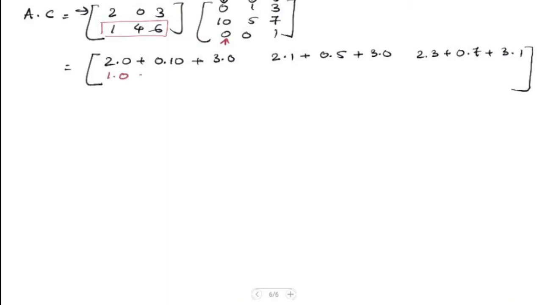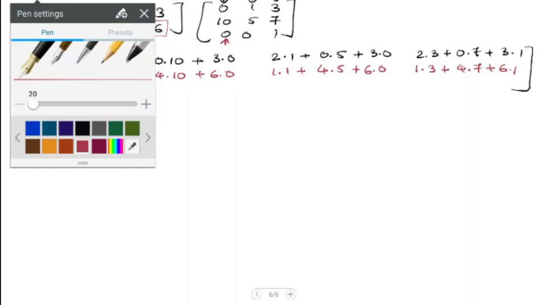So 1 times 0 plus 4 times 10 plus 6 times 0. Then 1 times 1 plus 4 times 5 plus 6 times 0. And then we have 1 times 3 plus 4 times 7 plus 6 times 1.